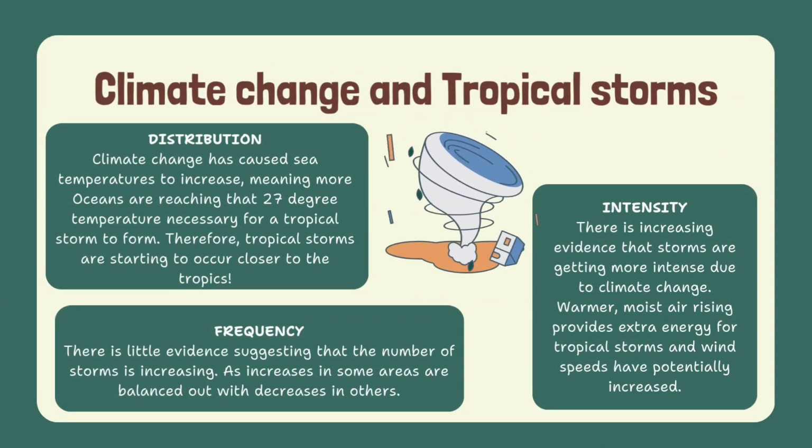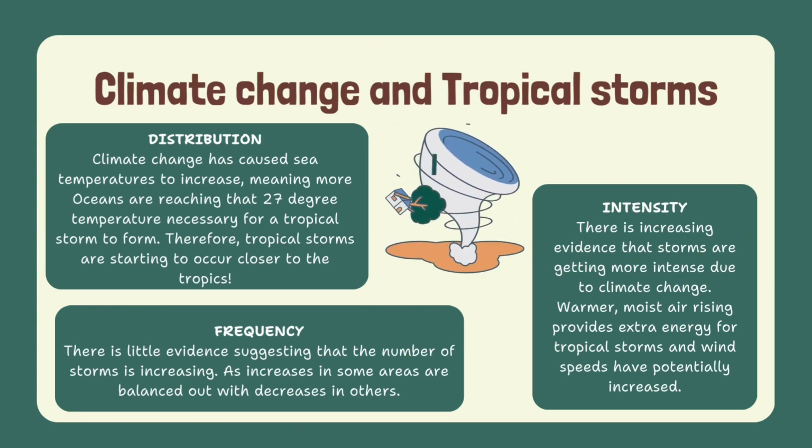How does climate change affect tropical storms? For starters, since climate change is warming the Earth, this means that oceans further from the equator are reaching that temperature, 27 degrees, required for a tropical storm to form. Therefore, tropical storms are starting to occur closer to the tropics.